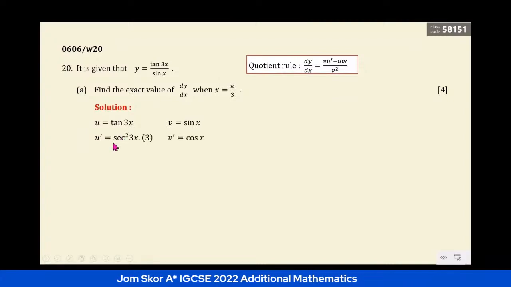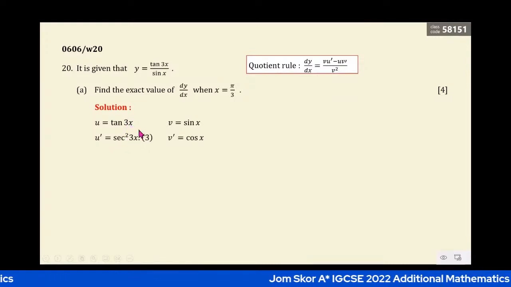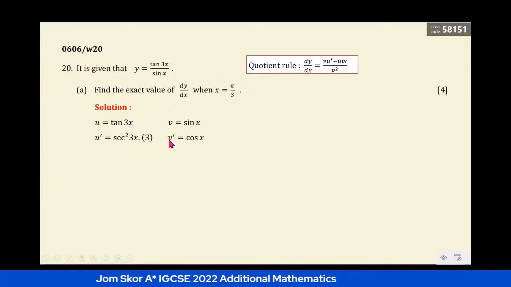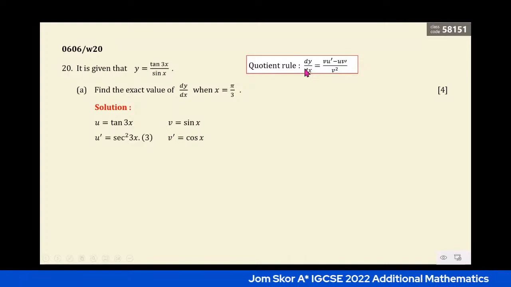Okay, yang ini wajib ingat. So u prime, when you differentiate tangent, you will get secant square 3x. Then after that, you differentiate 3x, you will get 3. Okay, v is sin x, when you differentiate, you will get cos x. Alright, so now we substitute into the quotient rule.